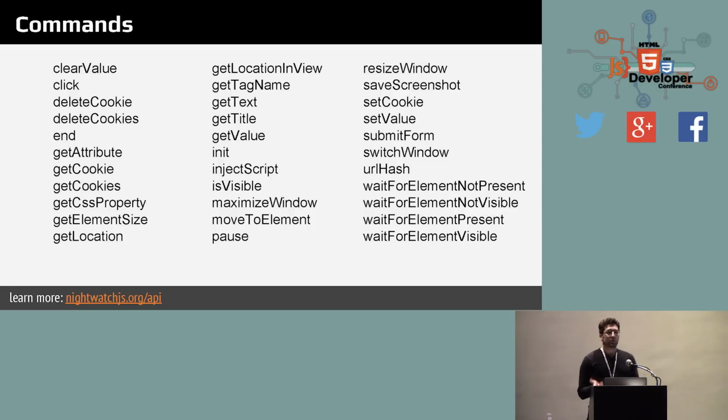So there's lots of commands available. It pretty much maps to a standard Selenium API for the most part. You can do things like get the attributes on an element, of course get the title of the page. Basically, you inspect anything about the page that you're currently looking at.